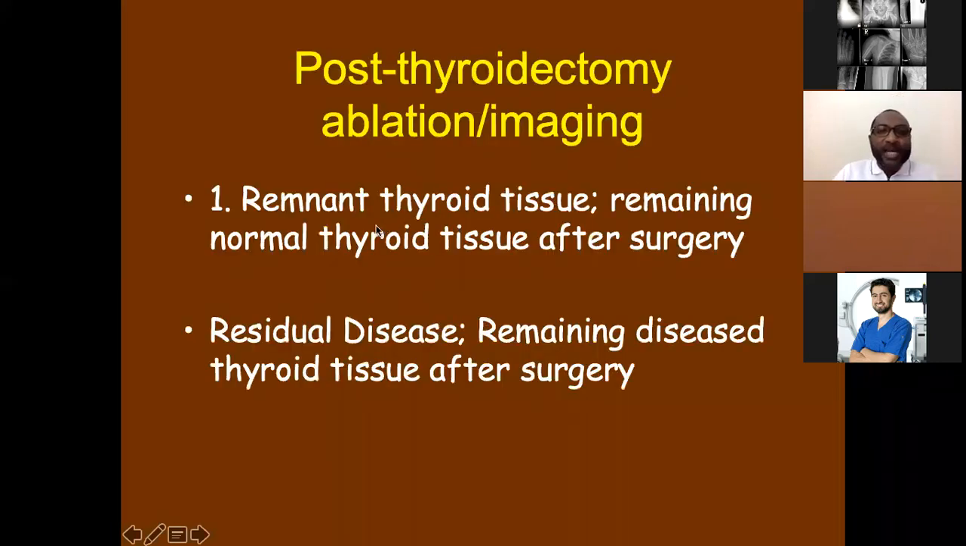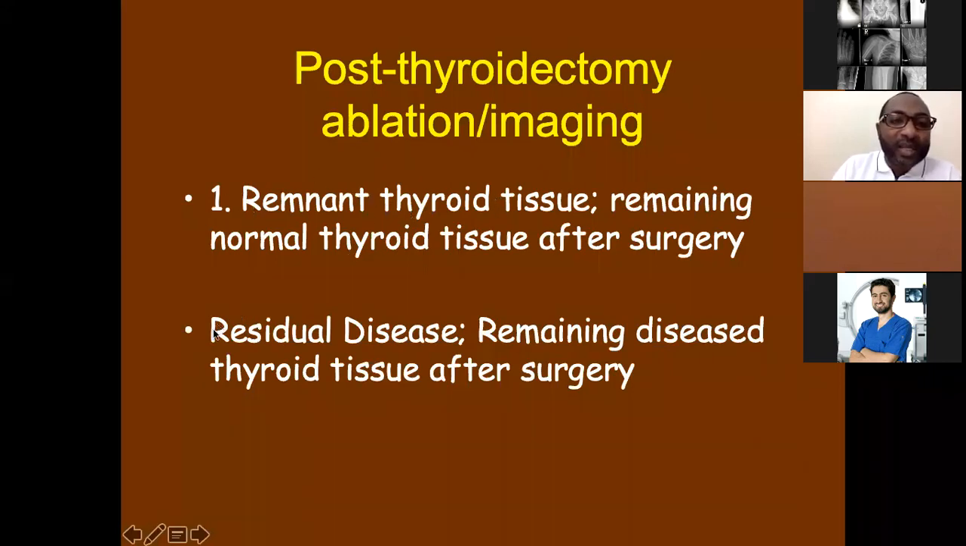So two important terms that are important for you to know: whenever a patient has had a thyroidectomy, a patient with confirmed thyroid cancer, it is important for us to do an ablation. An ablation means that you give a high dose radioiodine to destroy the remnant thyroid tissue or the residual thyroid tissue. Now, two important terminologies that I used: remnant thyroid tissue is just a normal thyroid tissue that remains after surgery. Sometimes after surgery, there will still be some remnant thyroid tissue.